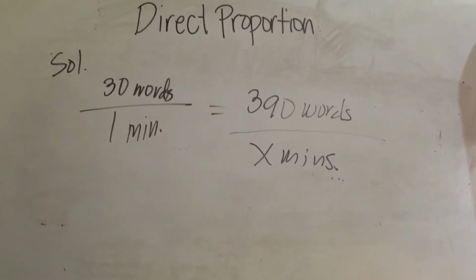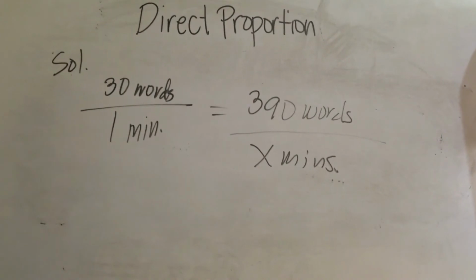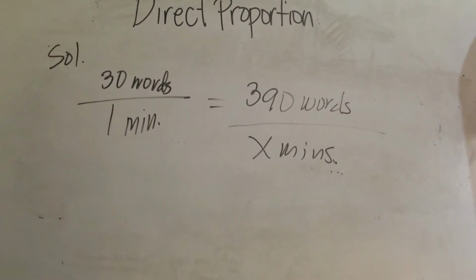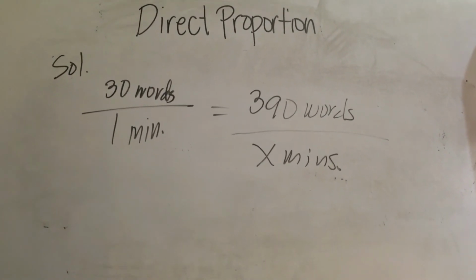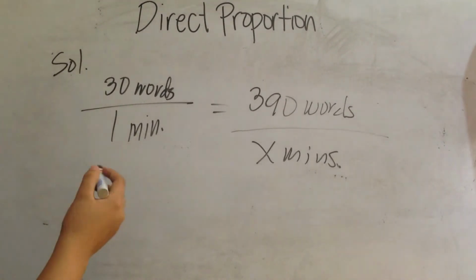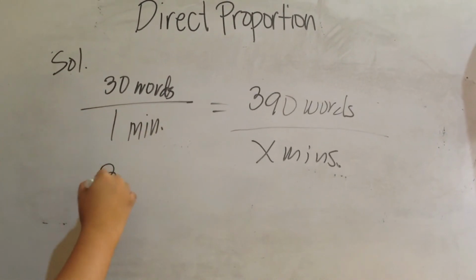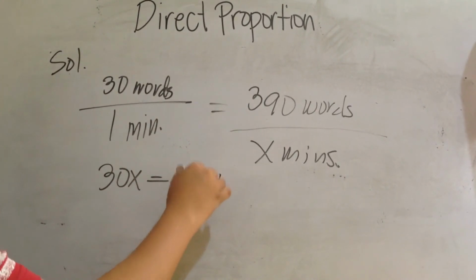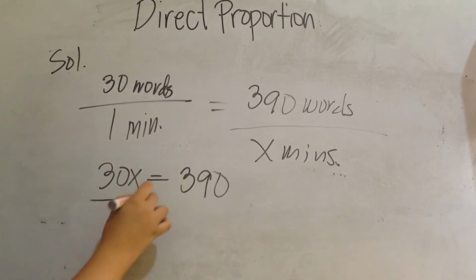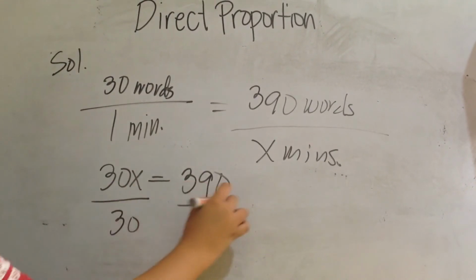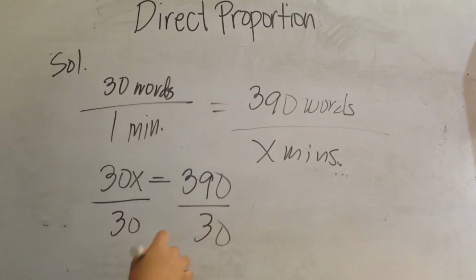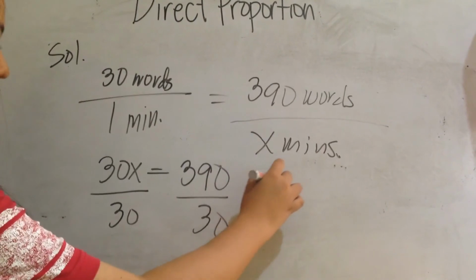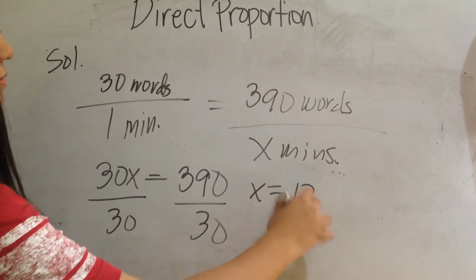So 30 words over 1 minute equals 390 words over x minutes. Perform the cross multiplication. So 30 times x, 30x equals 390 times 1, 390. Divide both sides by 30. So x is equal to 13.